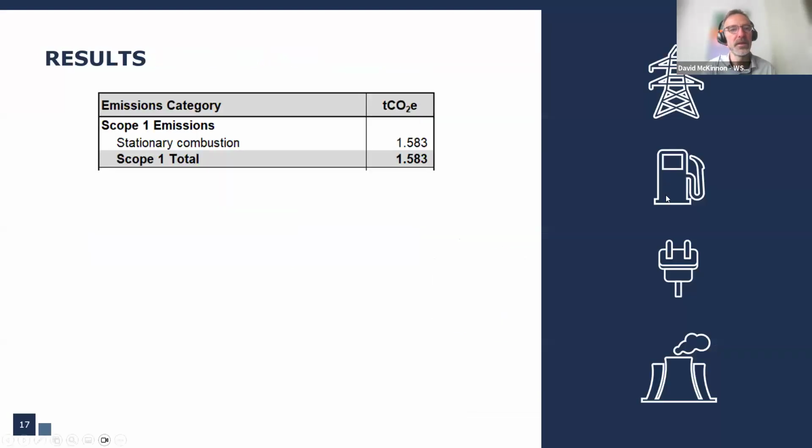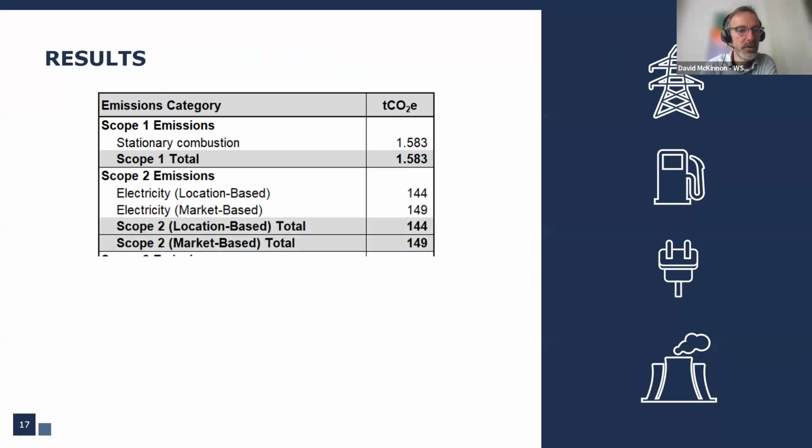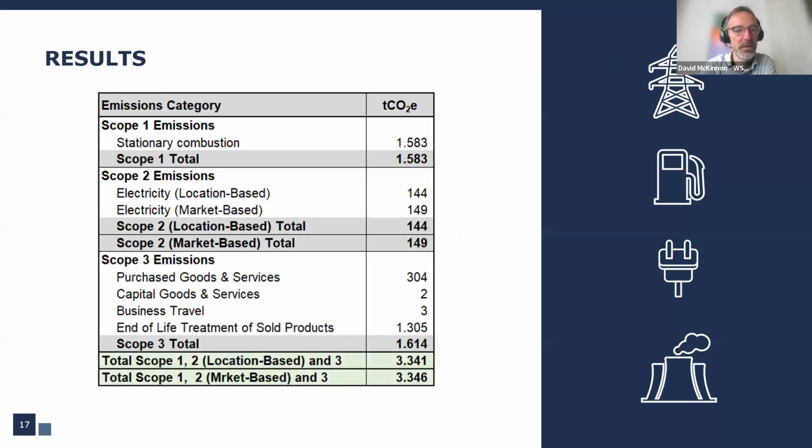So then we have the final results. Stationary combustion, that was the gas. Scope 2 emissions, the market-based and the location-based. The Scope 3 emissions, purchased goods and services, capital goods and services, business travel, and end-of-life treatment of products. And then we add them all together at the end there.